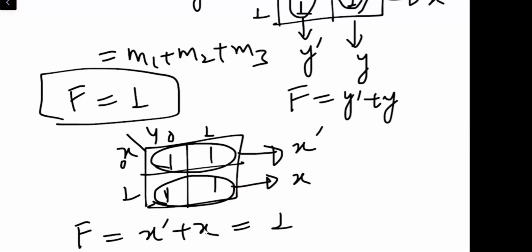1. Yes, Is sir. this Yes. thing fine? Yes, sir. Okay, so now let's move to 3 variables K-map.